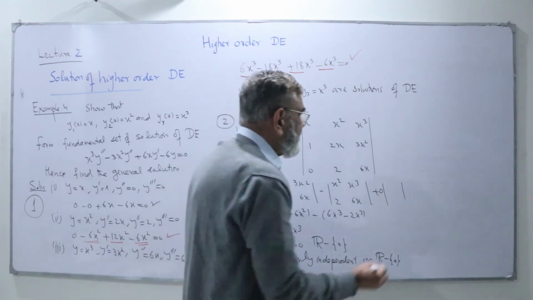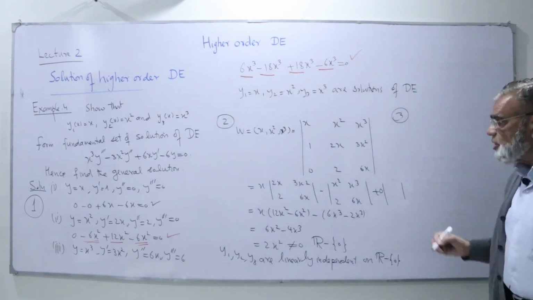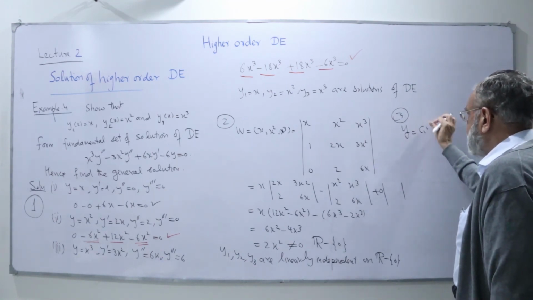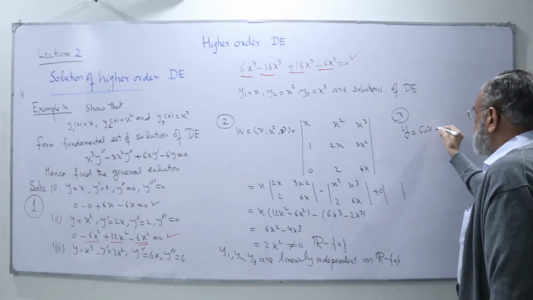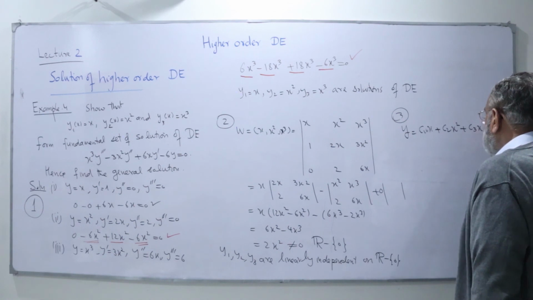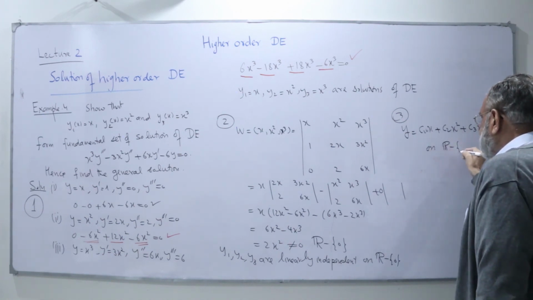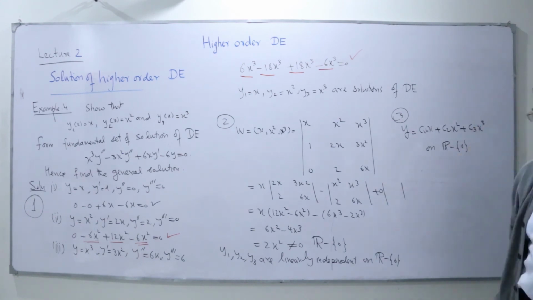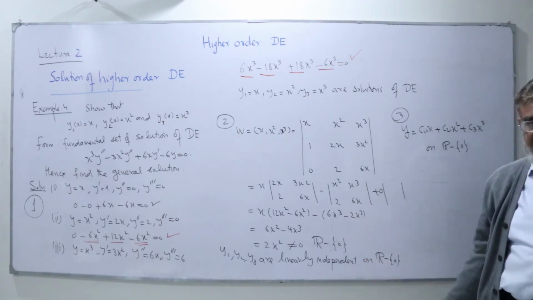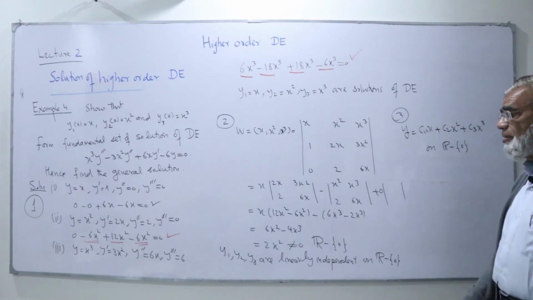So that's number two. Number three, can we write the general solution? Yes, we can write the general solution. So the general solution will be y equal to c1 x plus c2 x squared plus c3 x cubed, on the interval R minus 0, not at the origin. A very important point: when we take x equal to 0, it is the origin, so we can't define the initial value problem at 0.